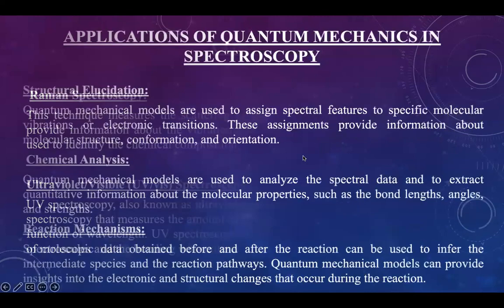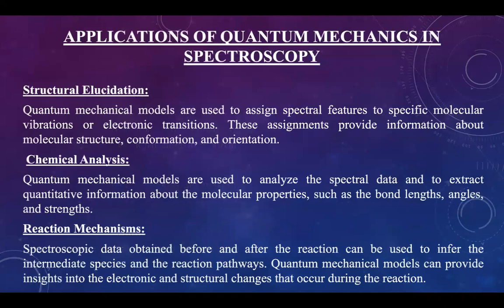Applications of quantum mechanics in spectroscopy. Structure elucidation. Quantum mechanical models are used to assign spectral features to specific molecular vibrations or electronic transitions. These assignments provide information about molecular structure, conformation, and orientation.